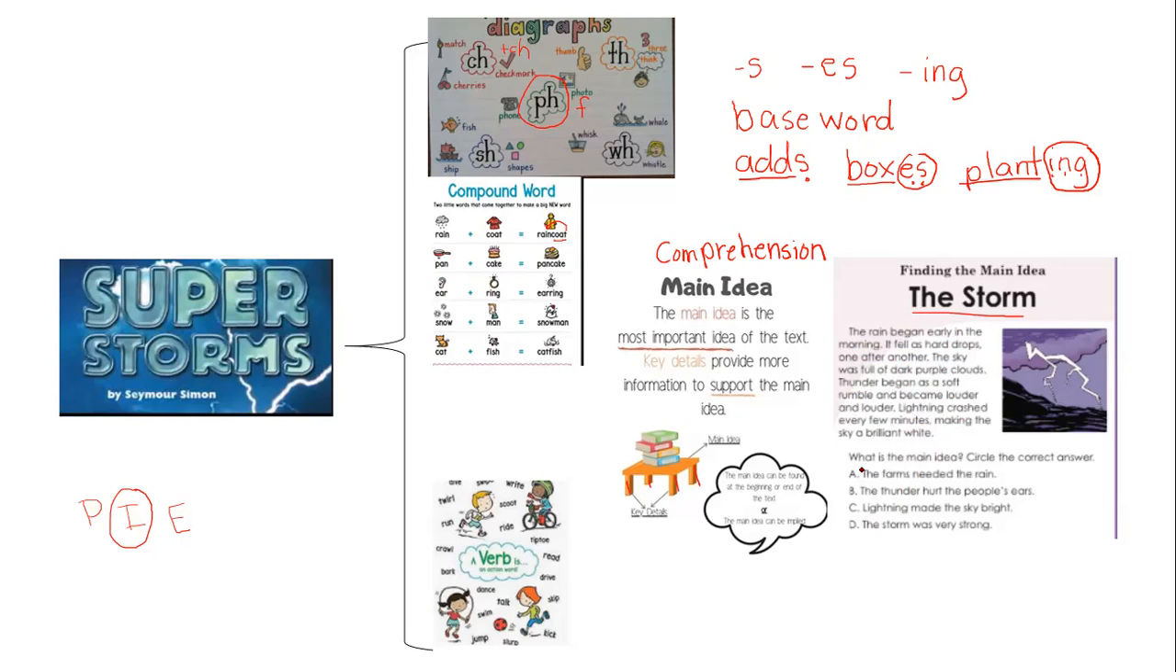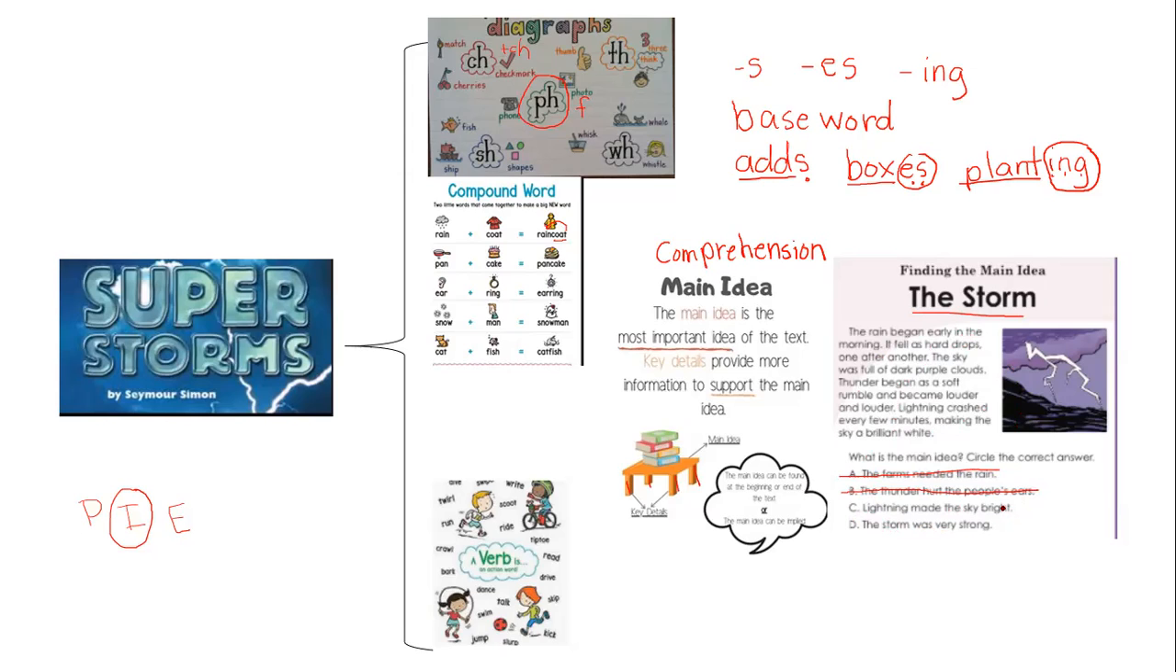Now let's think about what the main idea is. Is it that farms need rain? Did they say anything about farms in there? No. The thunder hurt people's ears. Was this whole thing about thunder hurting people's ears? Nope. They said it was loud, but it didn't say anything about the rest of that. Lightning made the sky bright. Well, they did say that. The storm was very strong.